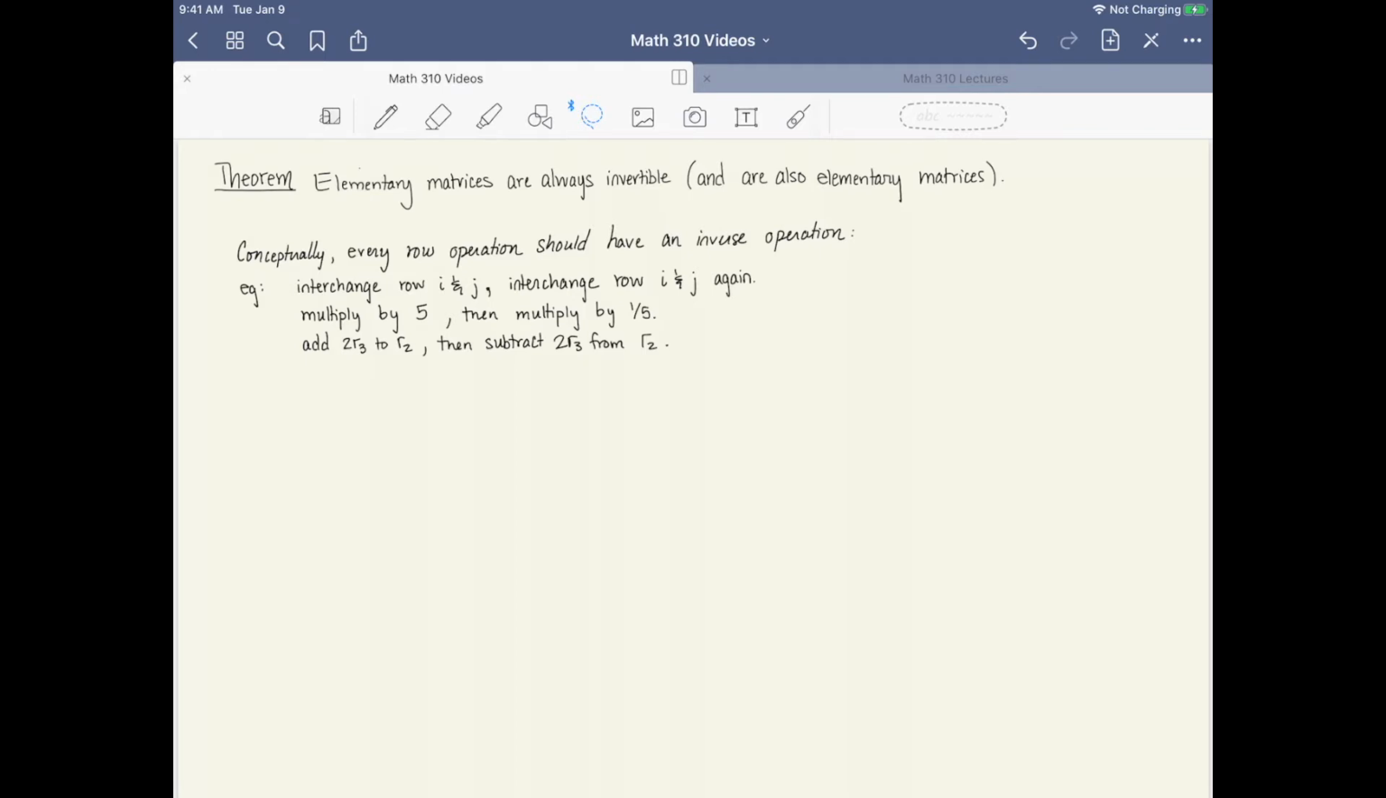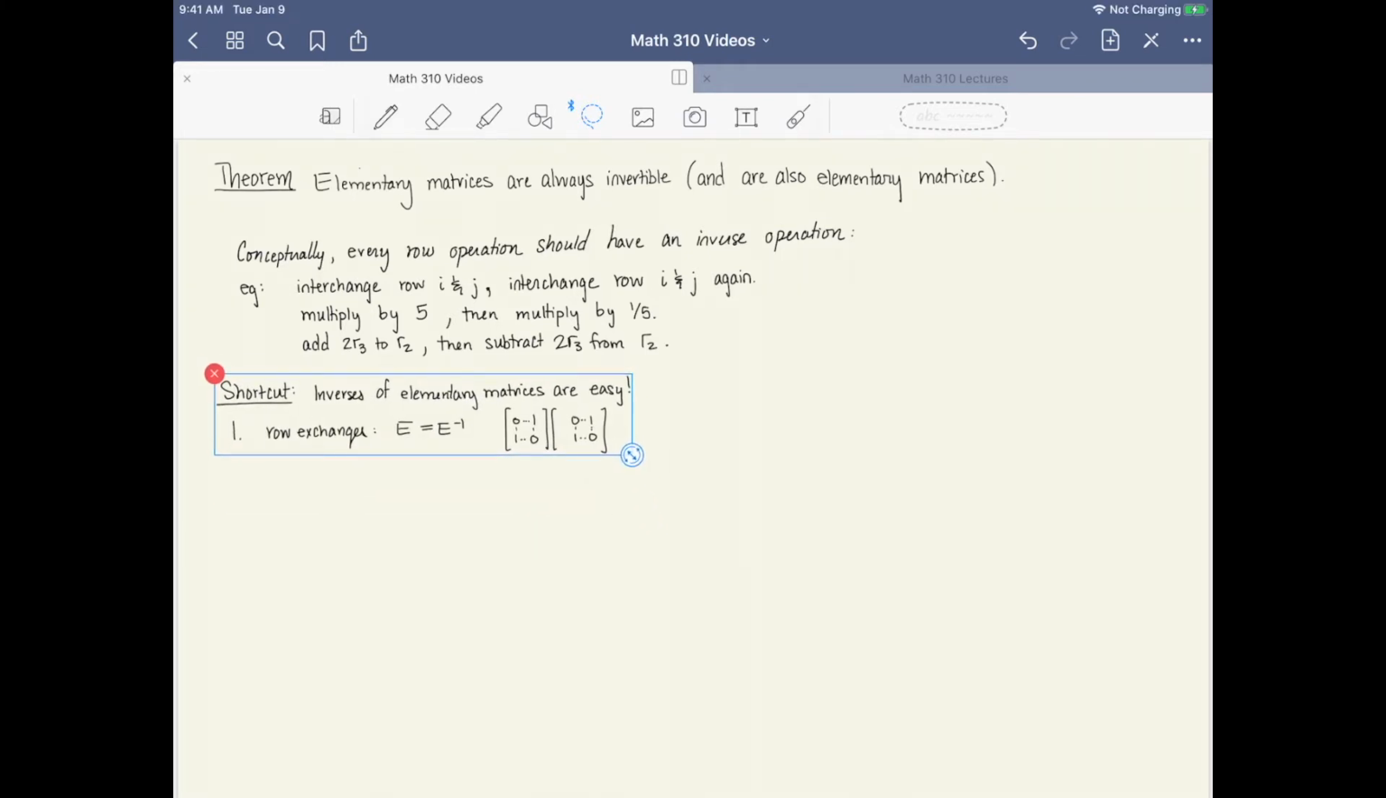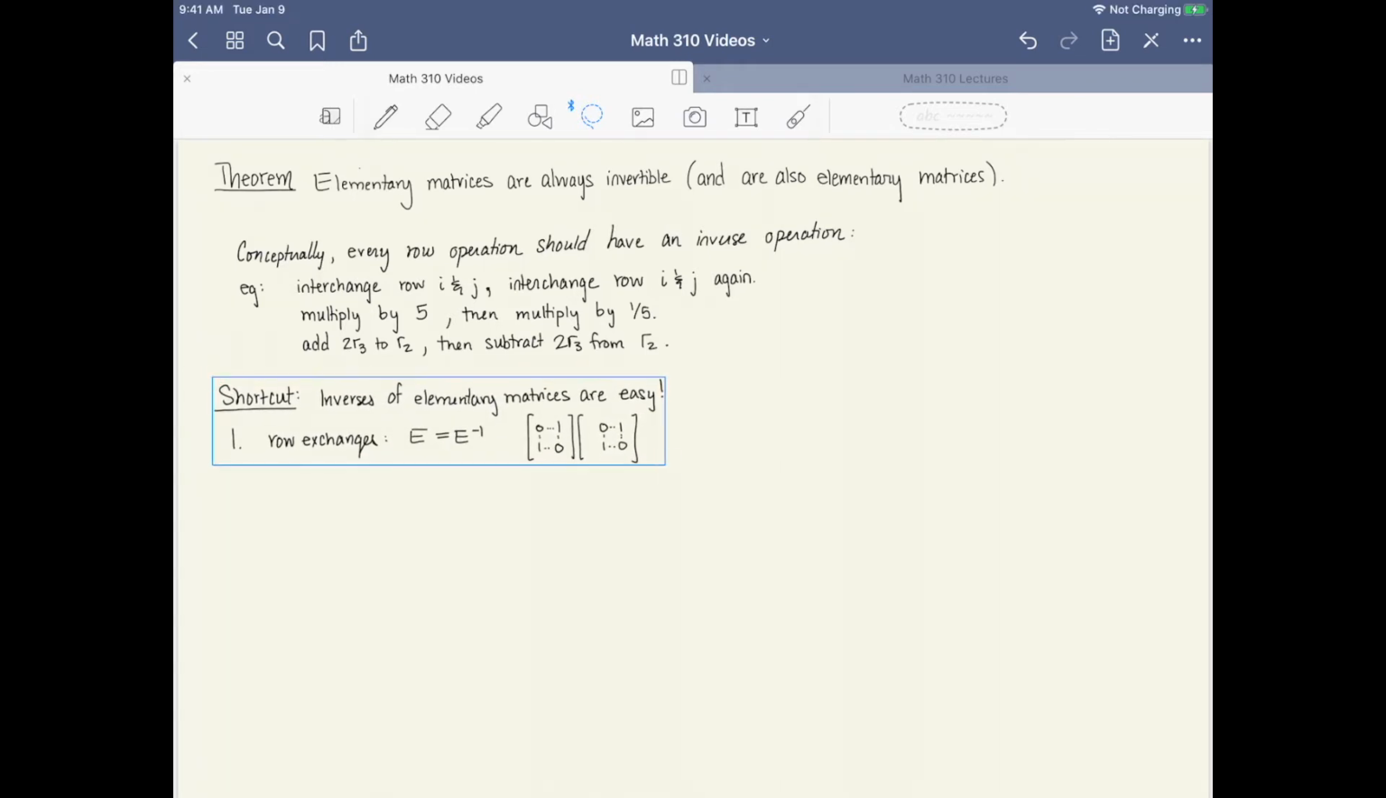So let's see what these shortcuts for calculating those inverses are. The good news is that all of these shortcuts are pretty easy. The first one we're going to look at are row exchanges. If you have a matrix that carries out a row exchange, it's its own inverse, which makes sense. Interchanging row i and j can be undone by interchanging them again.